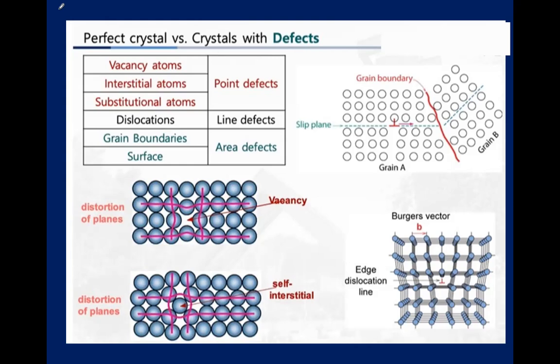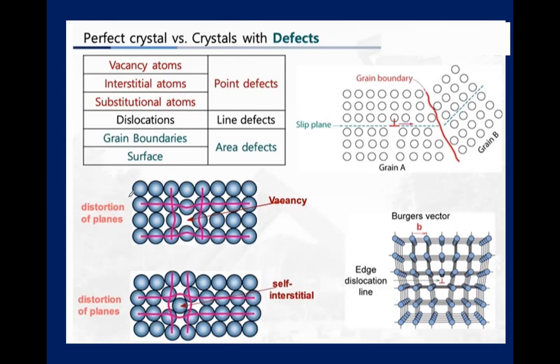So these crystal defects are caused by some missing atoms or additional atoms or some movements in planes or lines of crystals.